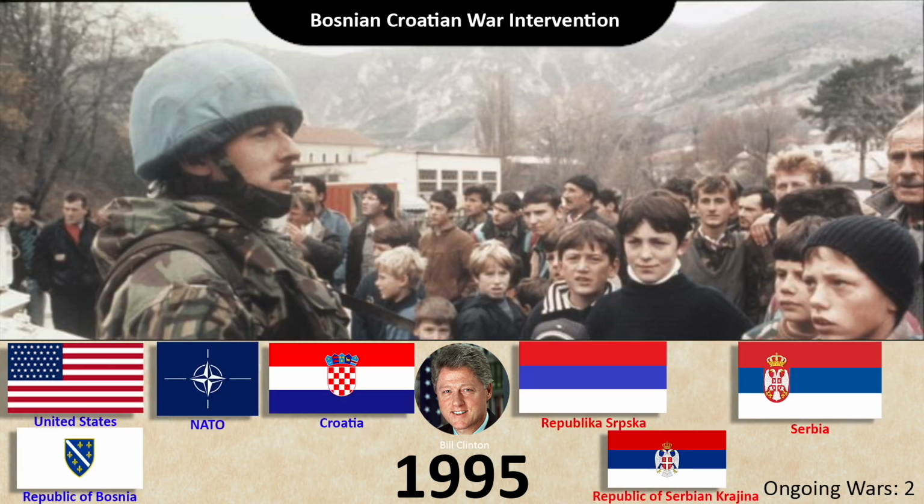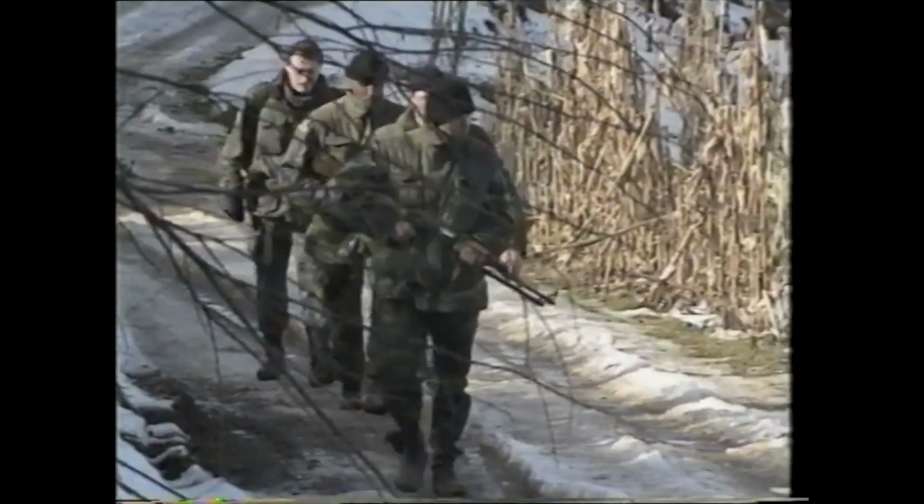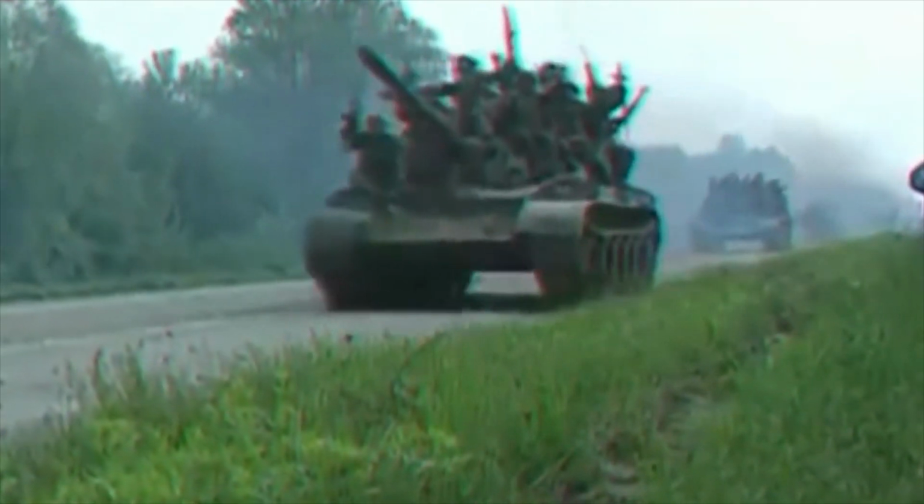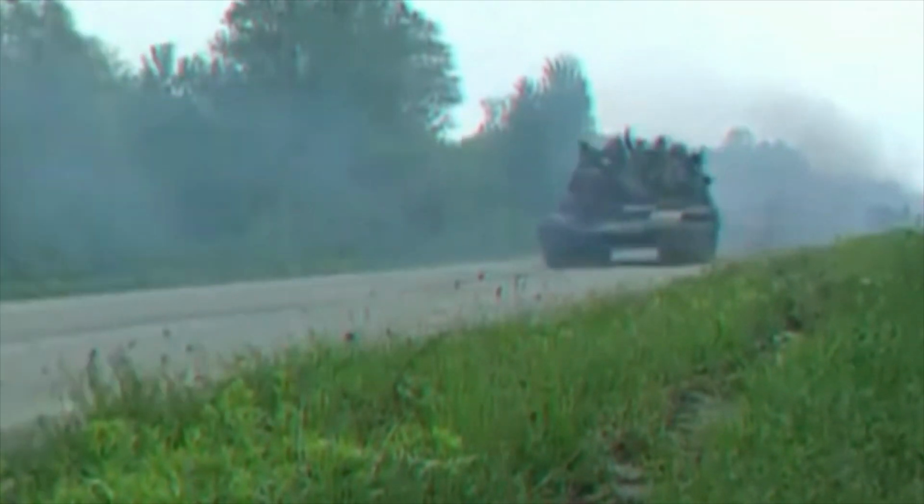In 1995, we'd also get the Bosnian-Croatian War intervention. Basically, in Yugoslavia, Croatians and Muslims were fighting together against Serbians, and Serbians would eventually agree to split Bosnia up, and this would leave the Muslims out, and they would be stuck fighting for their lives.